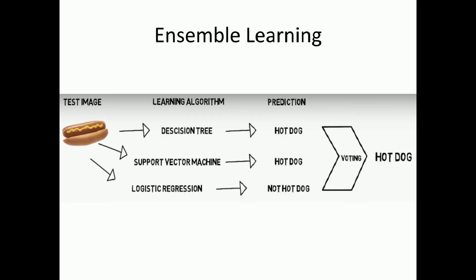Let us say this is a particular test image of a hot dog. The decision tree predicts it as a hot dog, the support vector machine predicts it as a hot dog, and logistic regression predicts it as not a hot dog. But when we combine them together, the majority vote is hot dog, so ultimately the final output is a hot dog. And that is the power of combining multiple predictors.